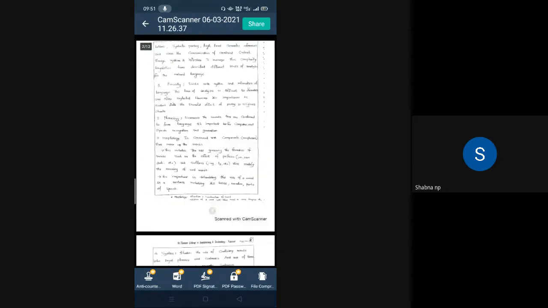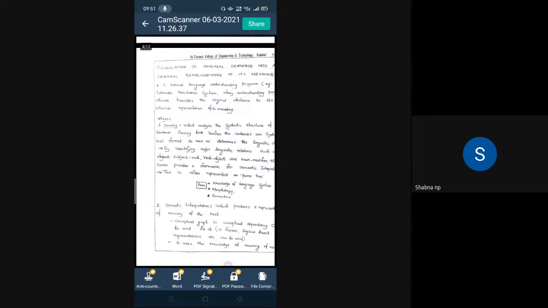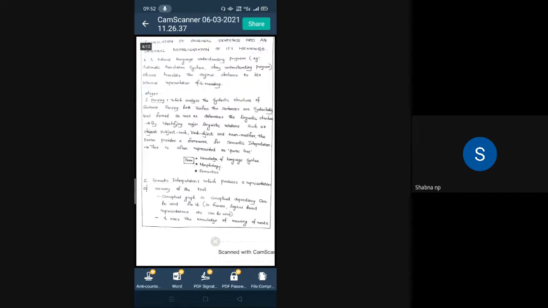Next we want to discuss the translation of an original sentence into an internal representation of its meaning. In this topic, we want to deal with some stages. A natural language understanding program, for example an automatic translation system or a story understanding program, should translate the original sentence into its internal representation of its meaning.